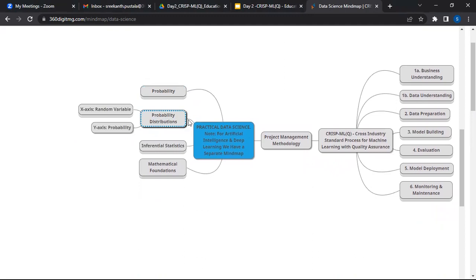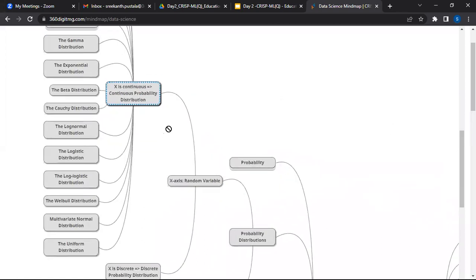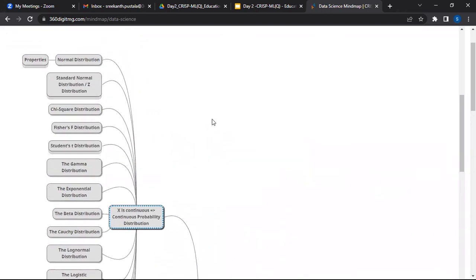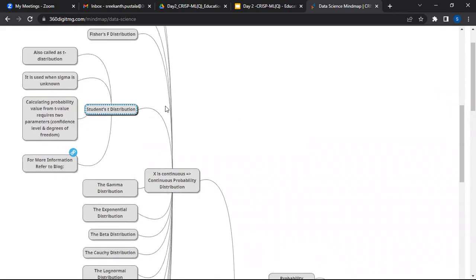So when it comes to probability distribution, on the x-axis I'm going to have the random variable, and when x is continuous, it is called a continuous probability distribution. Among the continuous distributions, we can take the normal distribution, the standard normal distribution where we look into Z distribution, the chi-square distribution, Fisher's F distribution, and Student's t distribution, where we get a t score. It is also called the T distribution.